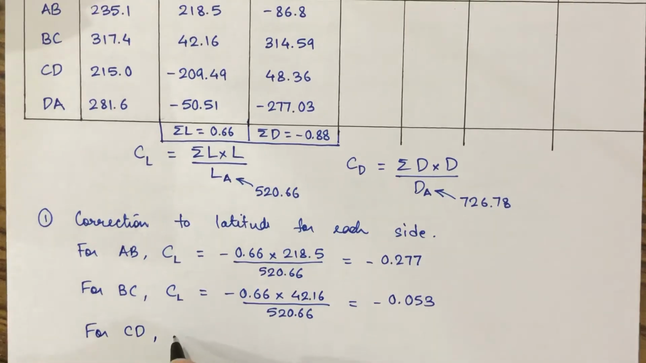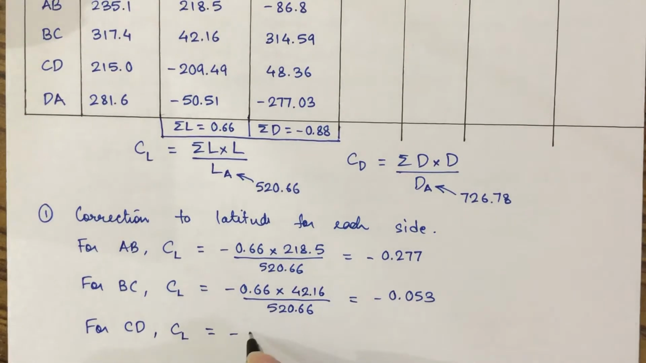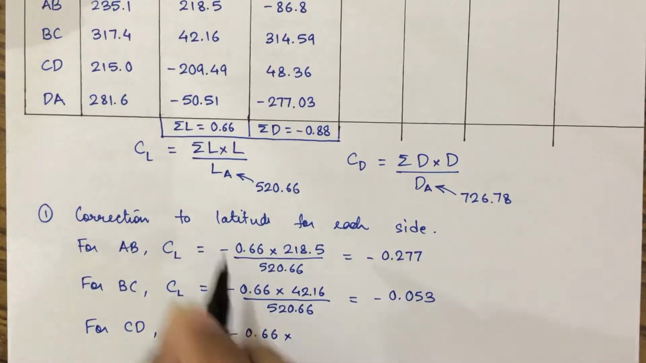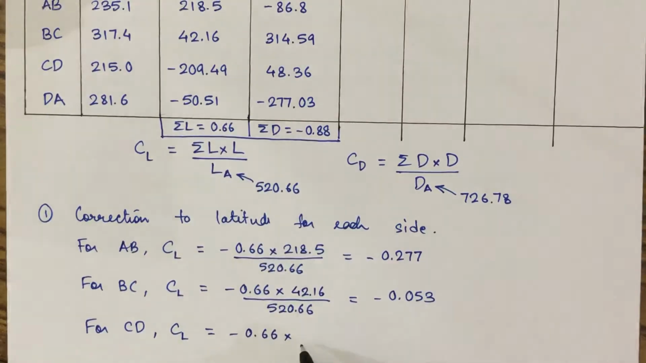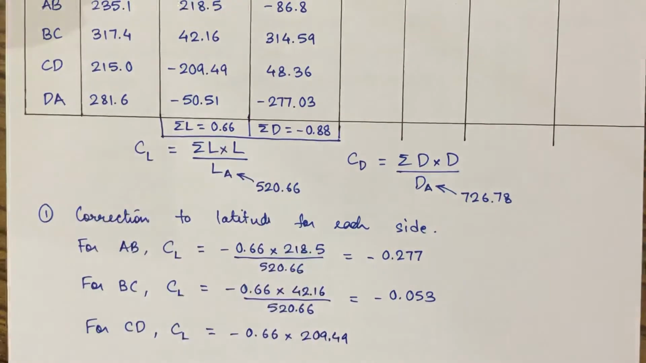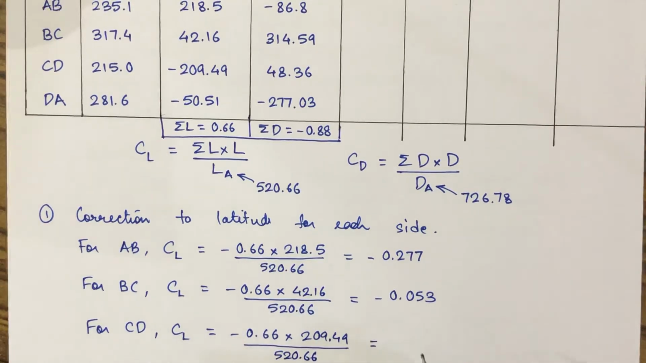For side CD, the correction to latitude is minus 0.66 into latitude of CD, which is given as 209.49. Again here we need not consider the minus sign, divided by 520.66. This value is minus 0.266.